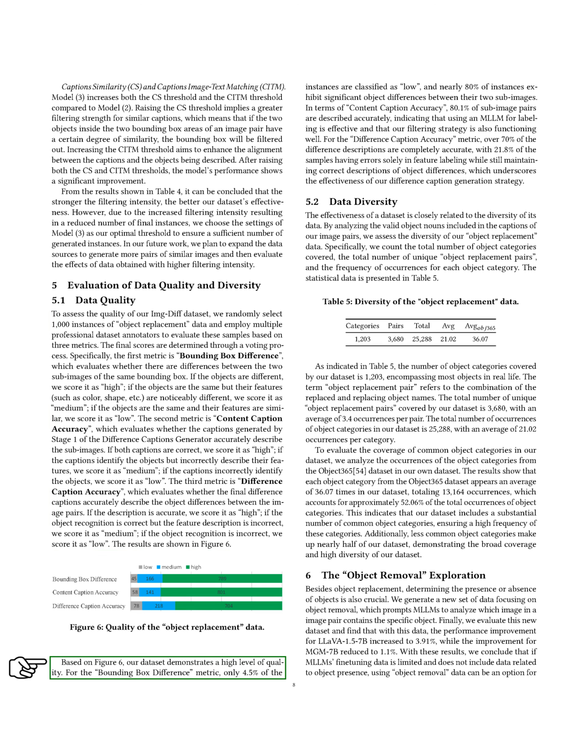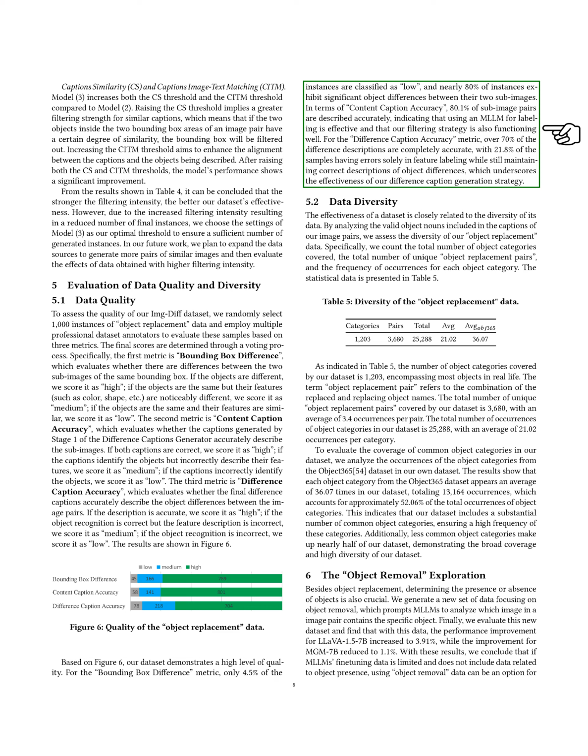Our results show that our dataset is of high quality. For the bounding box difference, only 4.5% are rated low, with nearly 80% showing significant differences. In content caption accuracy, 80.1% of pairs are accurately described, confirming the effectiveness of our labeling and filtering strategies. For difference caption accuracy, over 70% of descriptions are accurate, with some errors only in feature labeling, further validating our caption generation approach.